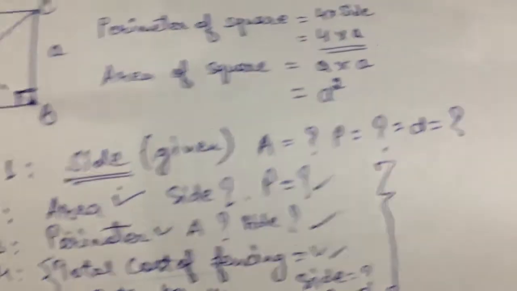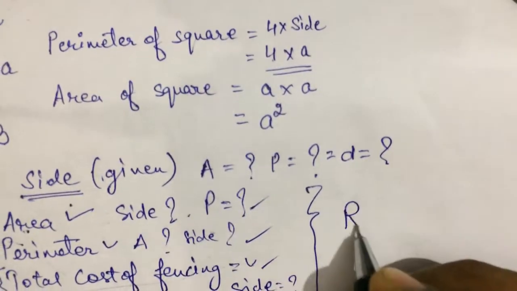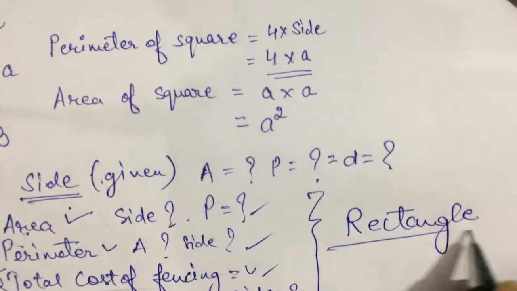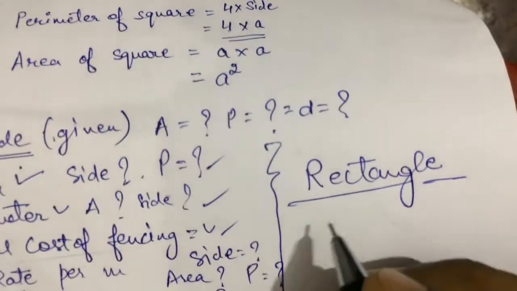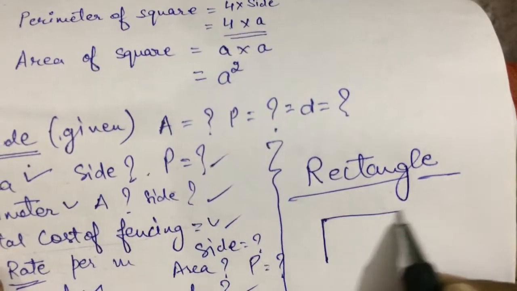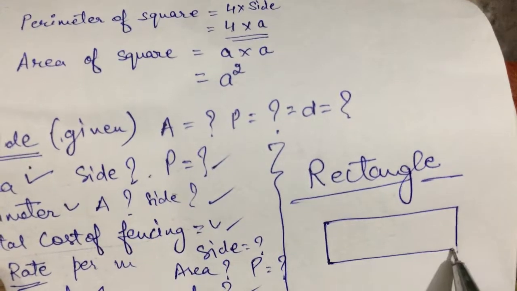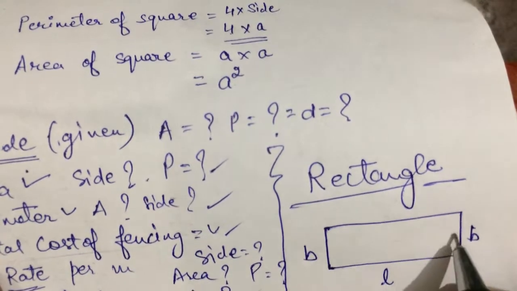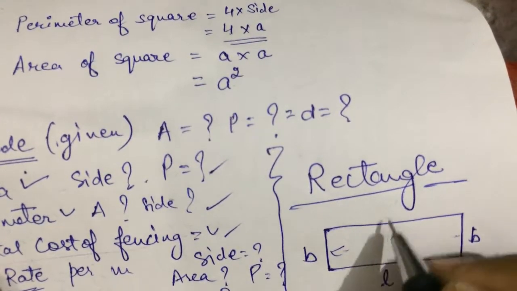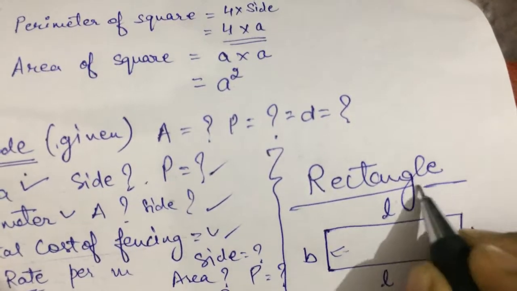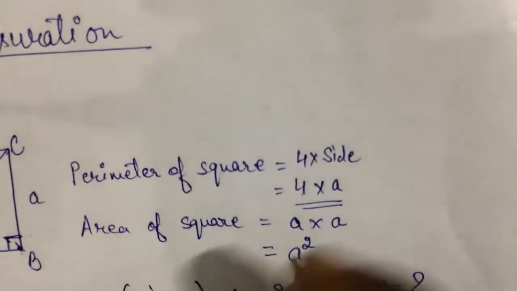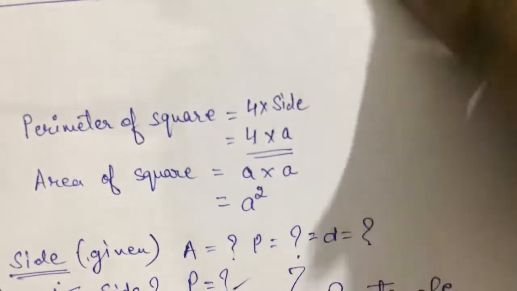Similarly, you can go for the rectangle. Rectangle is also similar type of quadrilateral, but there is a slight difference. In this, opposite sides are equal. This is length and this is breadth. So this is also opposite to B is B and opposite to L is length, right? So you have to use these values. Instead of using directly this stuff, we can go for these corresponding values.